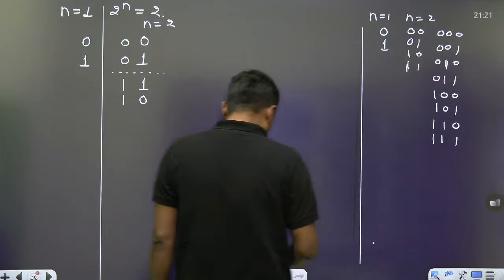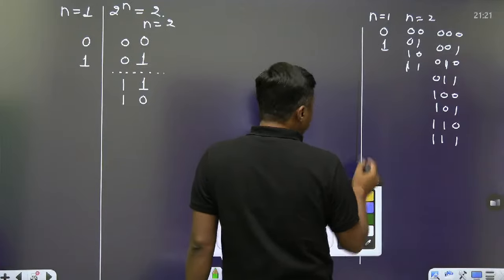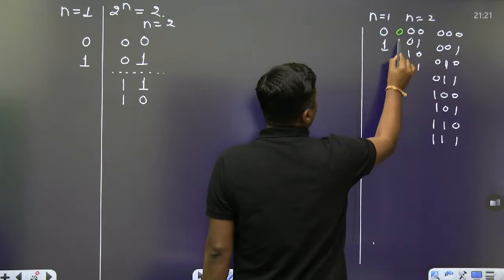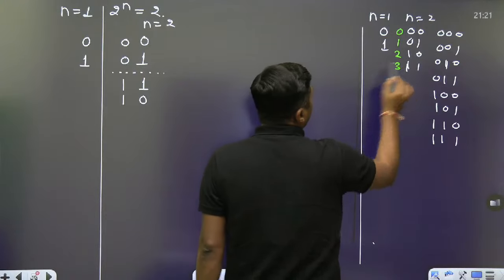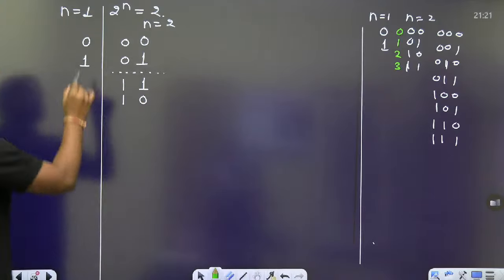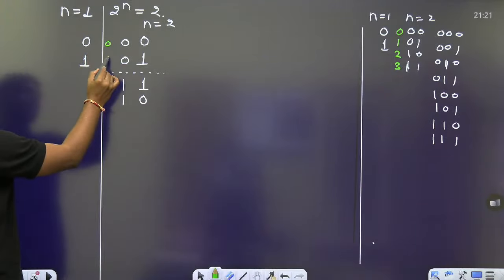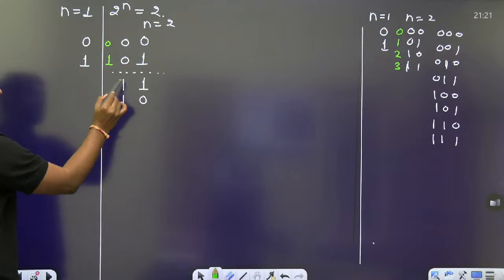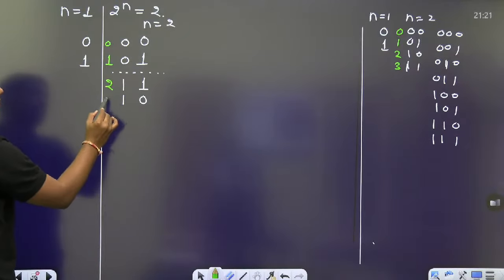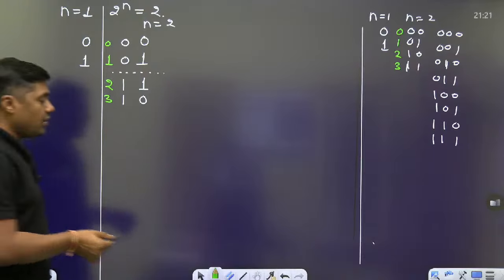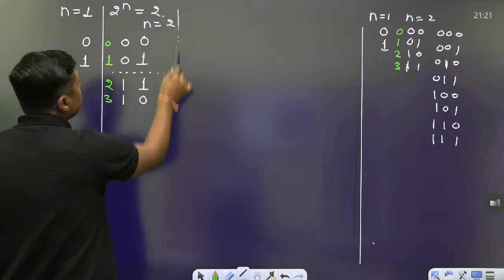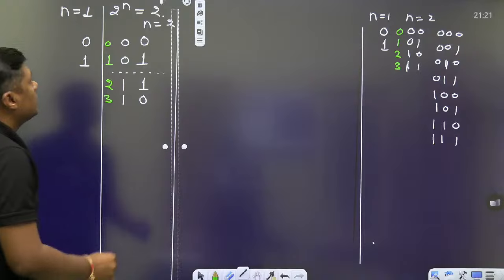Now guys, here 0 is represented by 0 0, 1 is represented by 0 1, 2 is represented by 1 0 and 3 is represented by what? 1 1. But here 0 is represented by 0 0, 1 is represented by 0 1, no change, but 2 is represented by 1 1 and 3 is represented by what? 1 0. 3 is represented by 1 0. Now, watch this.